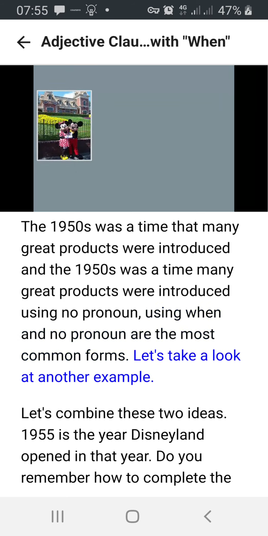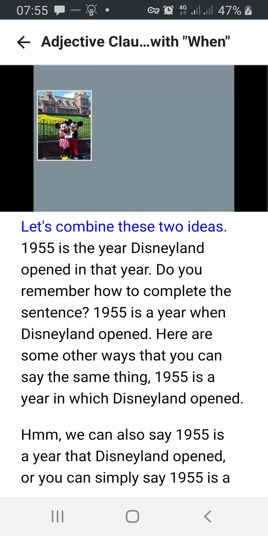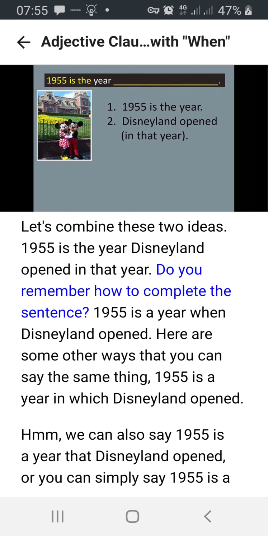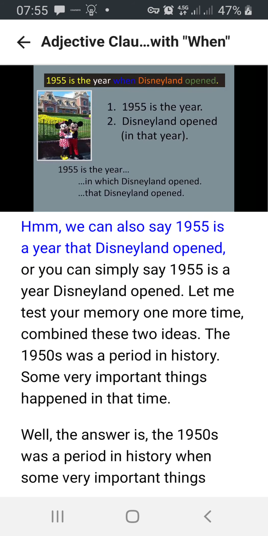Let's take a look at another example. Let's combine these two ideas. 1955 is the year; Disneyland opened in that year. Do you remember how to complete the sentence? 1955 is the year when Disneyland opened. Here are some other ways that you can say the same thing. 1955 is the year in which Disneyland opened. We can also say 1955 is the year that Disneyland opened, or you can simply say 1955 is the year Disneyland opened.